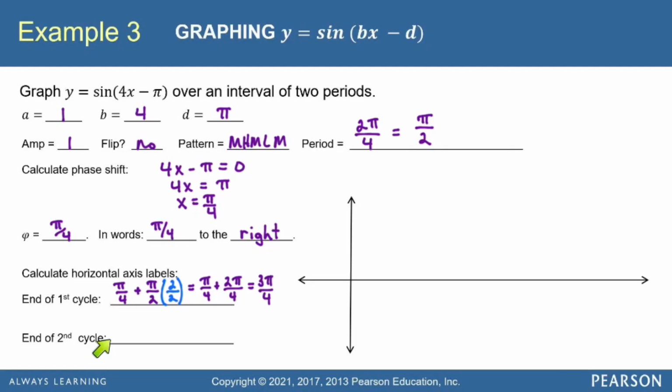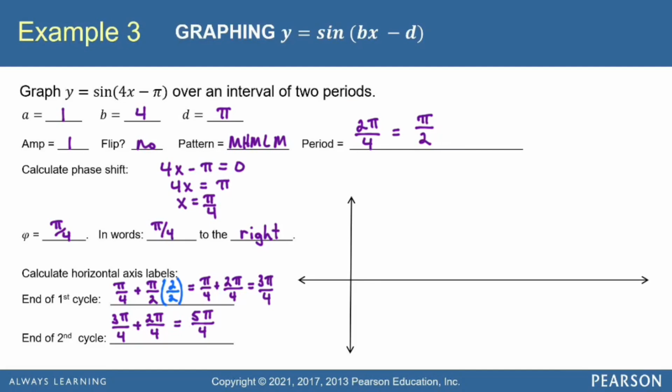Now for the second cycle, so the second cycle starts at 3 pi over 4. When we add a period to that, that means we'll add 2 pi over 4 to that, and that will give us an ending position of 5 pi over 4.